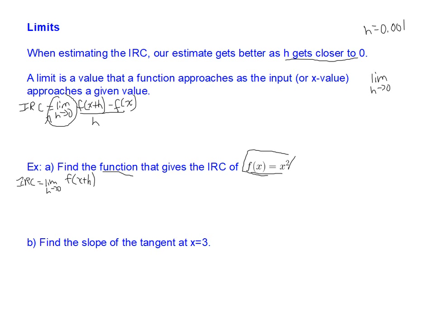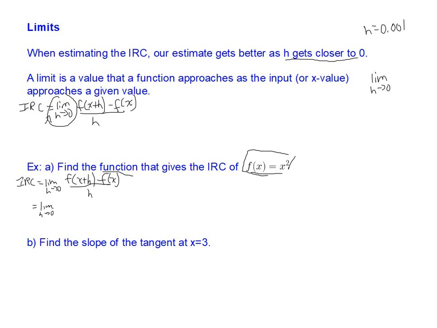Minus f at x, all over h. Now, it's really important that we keep this limit as h goes to 0 here because we don't want to change the value of our expression at all. So this is going to be the limit as h goes to 0. And we'll see how it comes into play in a moment.